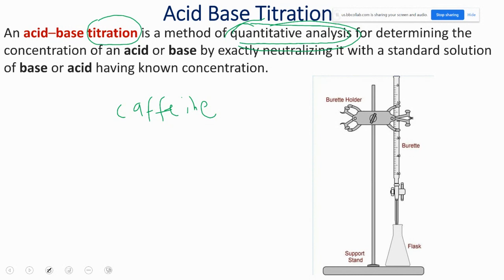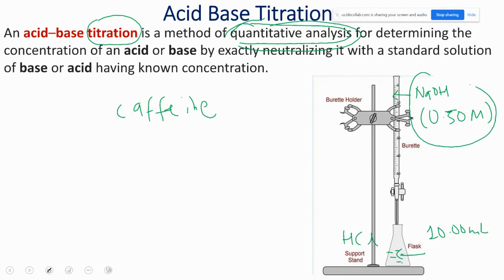So what I mean by that is, let's say this is sodium hydroxide, a strong base. Let's say you know the concentration of this is 0.50 molar. And let's say I give you 10 ml of an acid, HCl, and I ask you to figure out the concentration of that acid. You take that 10 ml of hydrochloric acid, so my HCl is over here, and by titrating it with a known concentration of NaOH, you can figure out the concentration of HCl.